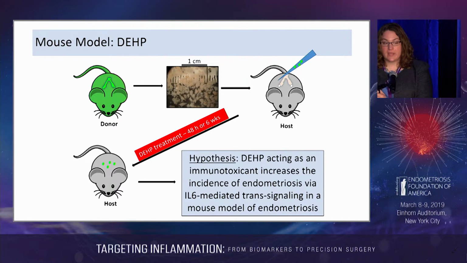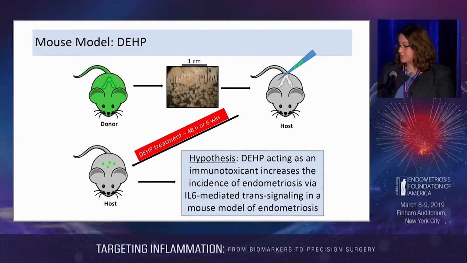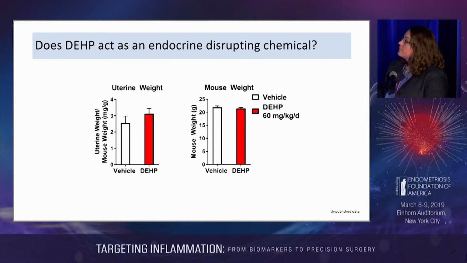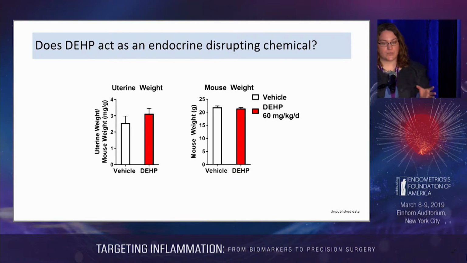So with this model, and based on some of the data that's already been shown today, I don't have to preface it as much as I thought I would. We hypothesized that DEHP is acting as an immunotoxicant through IL-6 mediated trans signaling in the mouse model to look at the development of disease. So the first question we wanted to ask with DEHP is, does DEHP have an effect on the uterine weight? Because uterine weight is also a surrogate to look at estrogenic properties.